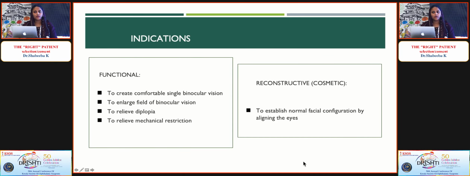As we know, the common indications for strabismus surgery are either functional or reconstructive. Coming to the functional, our aim is to create a comfortable single binocular vision and to enlarge the field of binocular vision, to relieve diplopia and to relieve the mechanical restriction. Coming to the reconstructive part, our aim is to establish normal facial configuration by aligning the eyes, rather than being purely cosmetic.